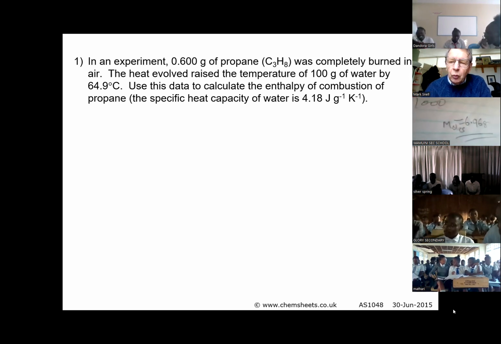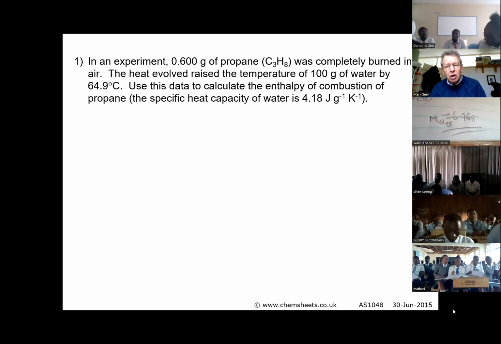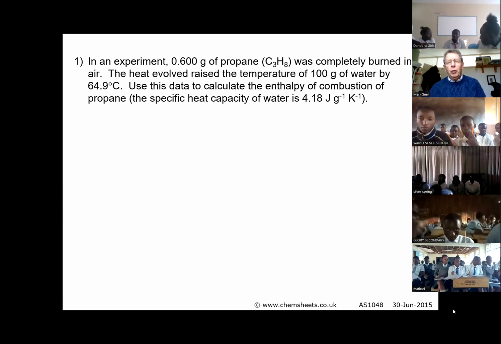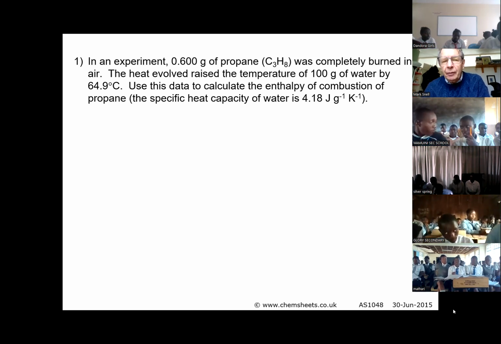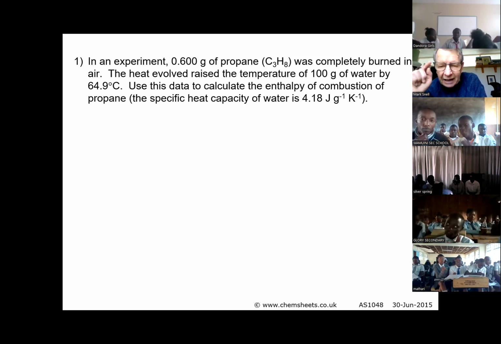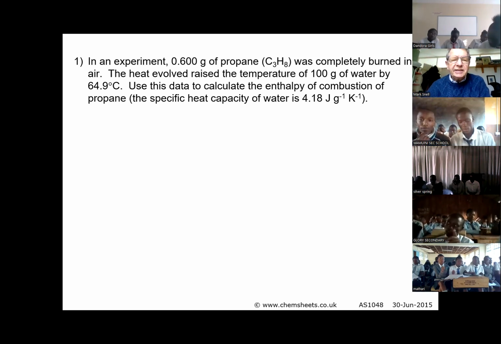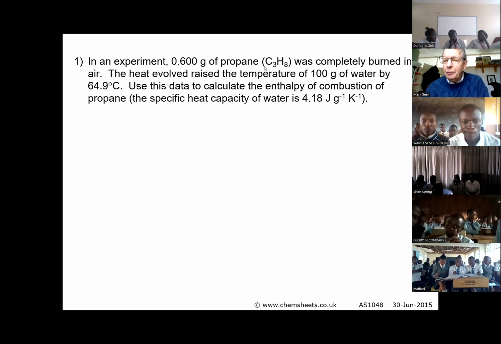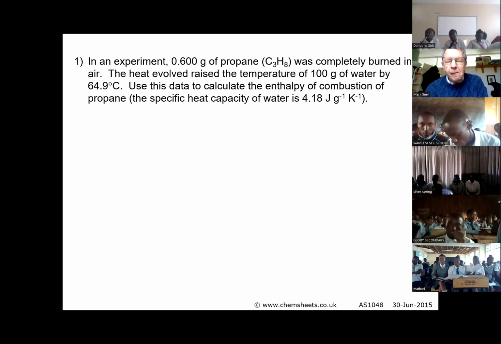Oh, no, the moles is not 6.98. That's the wrong way up. The moles is the mass of propane over the RMM of propane. It's the mass of propane, which is in the question there, which is 0.600, divided by the RMM of propane, which will be 44. Okay, try that again, and then we'll have a look at the whole answer.